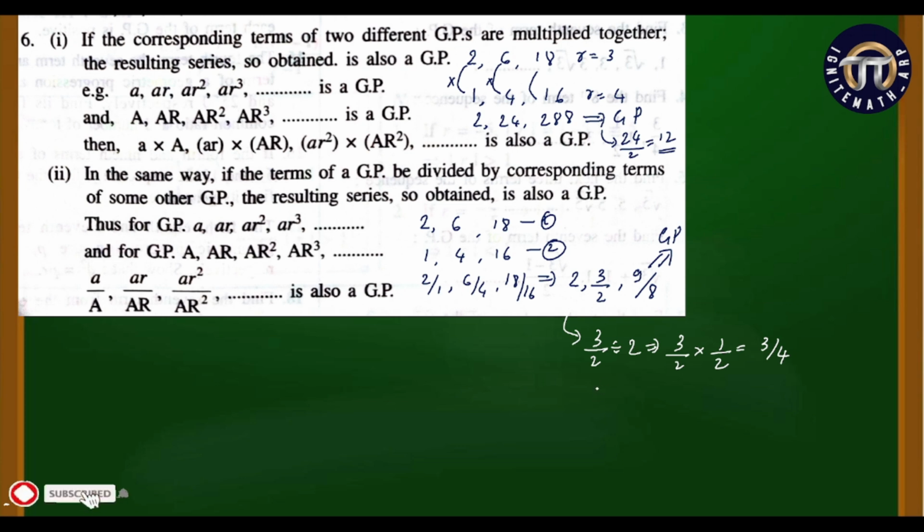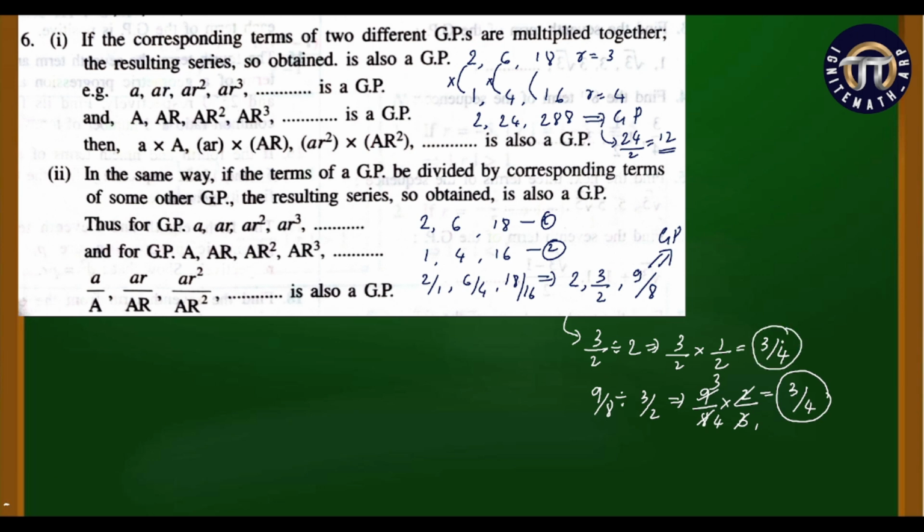Now if I divide T3 by T2, 9 by 8 divided by 3 by 2, then I would write this as 9 by 8 multiplied by 2 by 3. So 2 ones are 2, 4 threes are 12... that is, 3 ones are 3, 3 fours are 4. So what I get, children, is 3 by 4 again. Since the common ratio remains the same, I can again say that this series is also a GP.